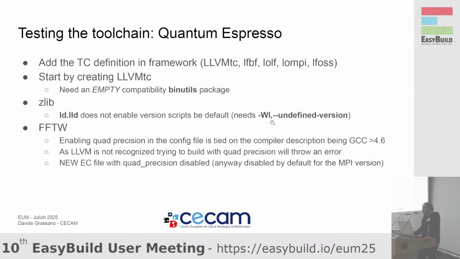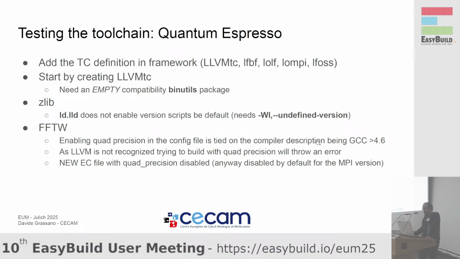It might be that some other EasyConfig needs this flag. We can just put it in all the time. It's not really a problem, at least not as far as I've experienced. Then we actually go quite far in compiling the toolchain. We go through the linear algebra enabled toolchain, so LFBF. We basically compile everything.